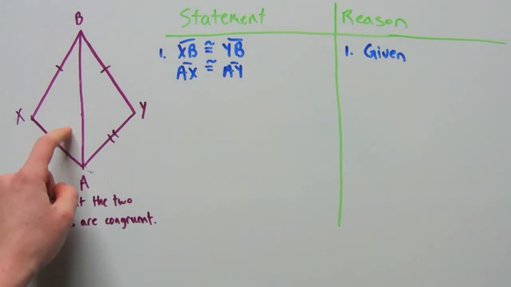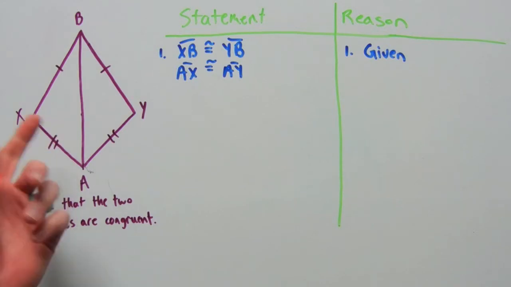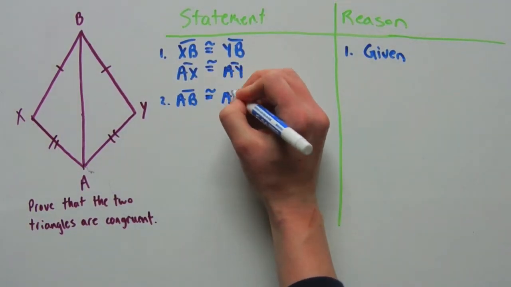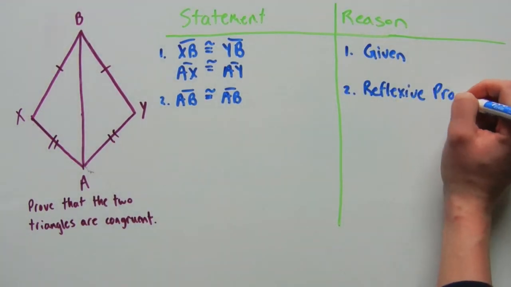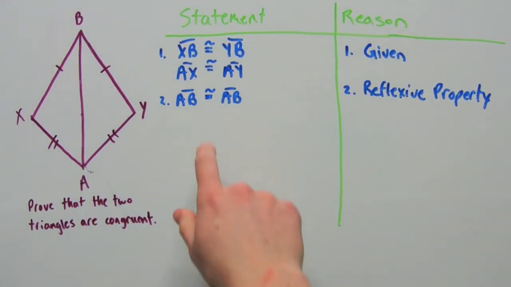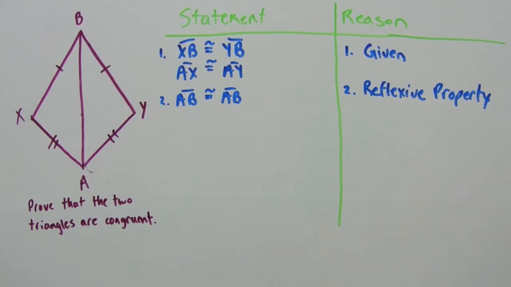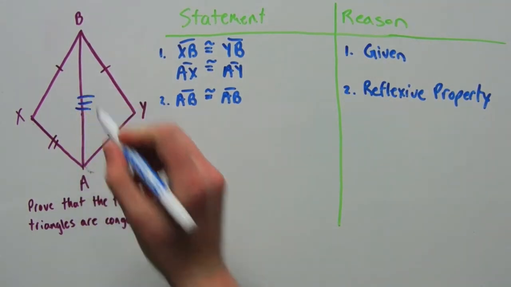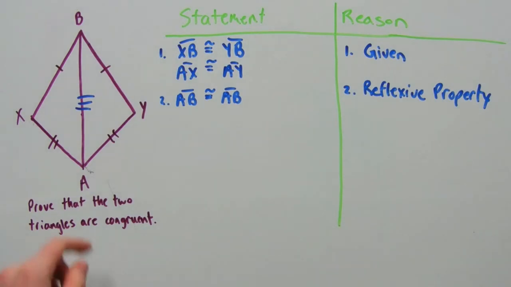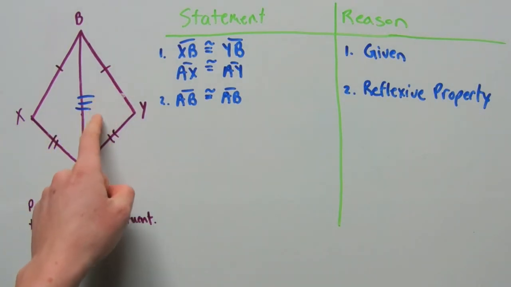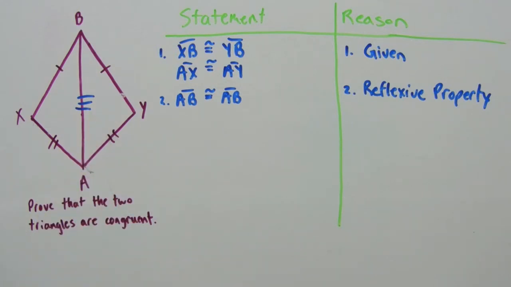So now we need to say that AB is congruent to AB. And we know that to be true by the reflexive property. So now we have that the sides of one triangle are congruent to the sides of another triangle. Therefore, the two triangles are congruent.